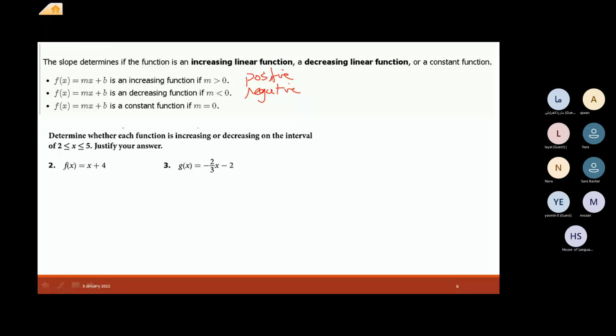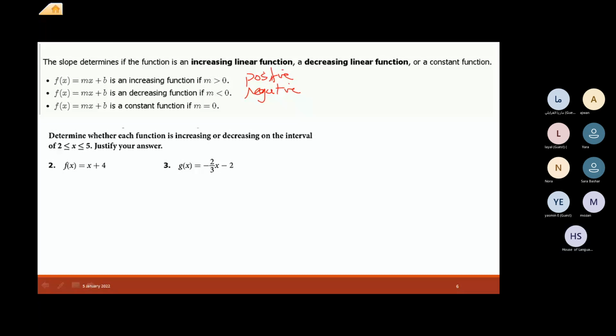F of x. I'll give you one. How do you know? Look at the number two. I suggest you answer these questions first before you go writing.